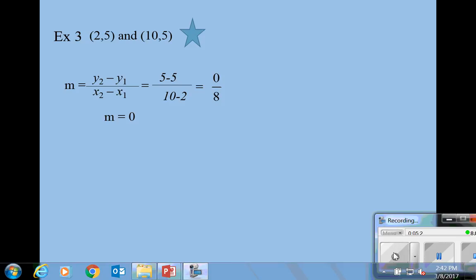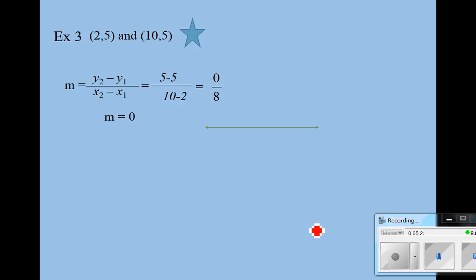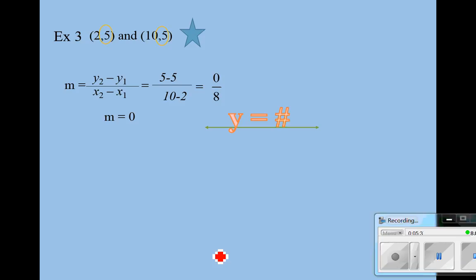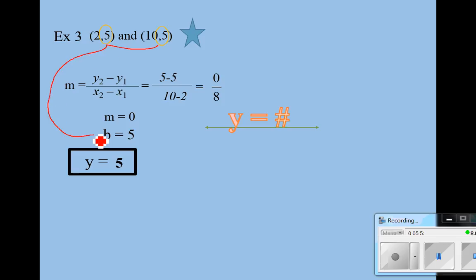So m equals 0 has a horizontal graph, and every time you have a horizontal graph, that equation is y equals a number. So if it's y equals a number, we're going to look at our ordered pairs and circle the y values. So that's going to tell us what the b is. It's also going to tell us what the number is for our equation. Y equals 5. So after you circle this, that number goes here and here to get your final answer.